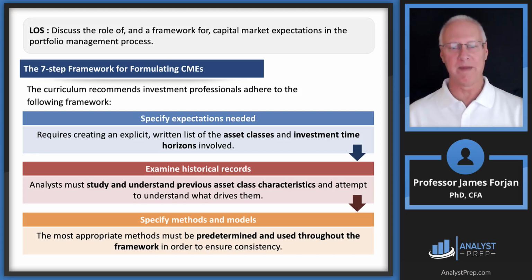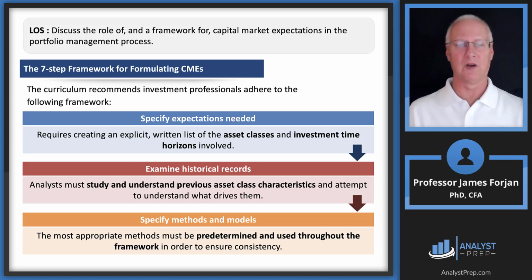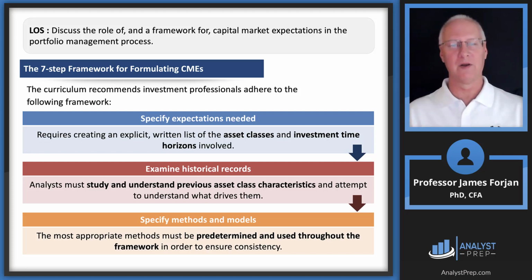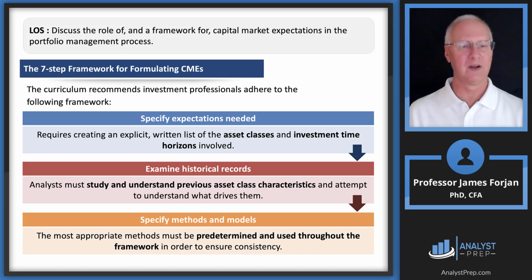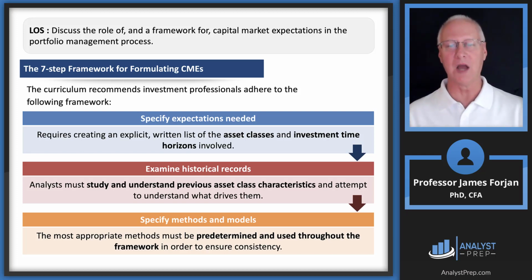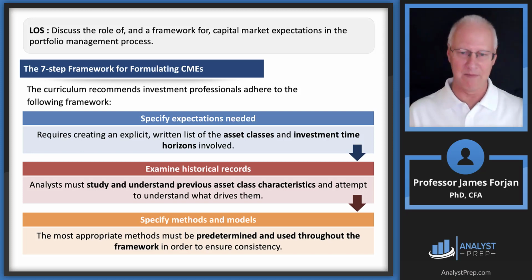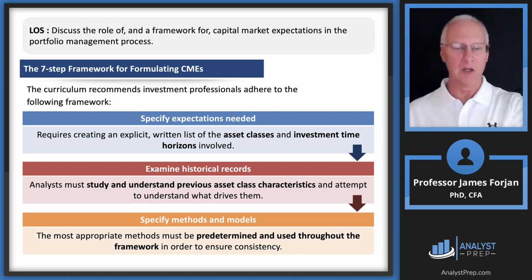All right, specify methods and models. So what have we done? In level 1 and 2, we talked about lots and lots of models. We did the capital asset pricing model. We did the Harry Markowitz efficient frontier. We did Stephen Ross APT. In fixed income securities, we did Cox, Ingersoll, Ross. We did all sorts of models, so we need to figure out which are the most appropriate models and methods to use. And look at the very last sentence there.